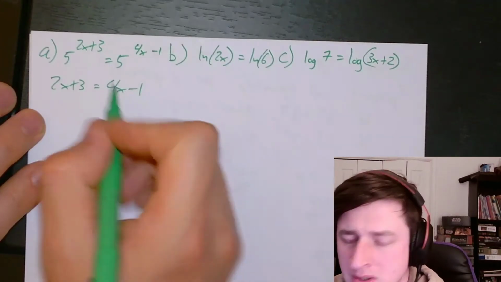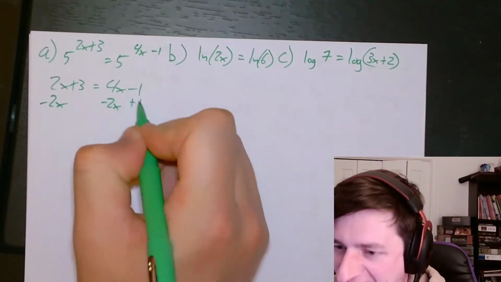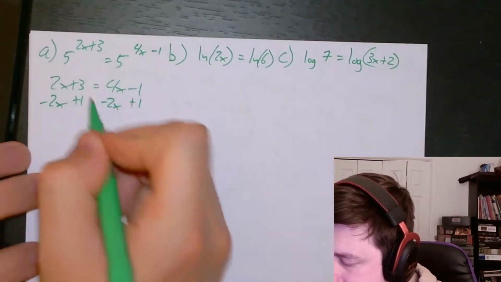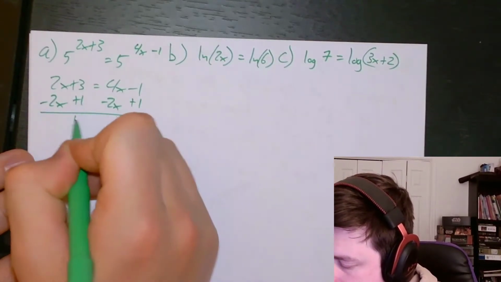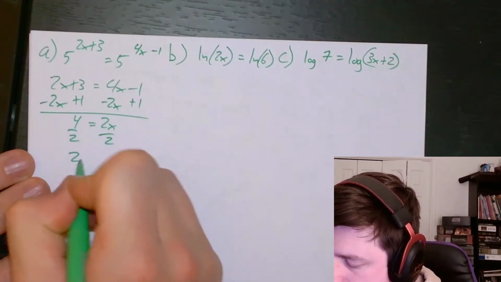So I'm going to subtract 2x, add 1 on both sides. We get 4 equals 2x, divided by 2. 2 is equal to x.